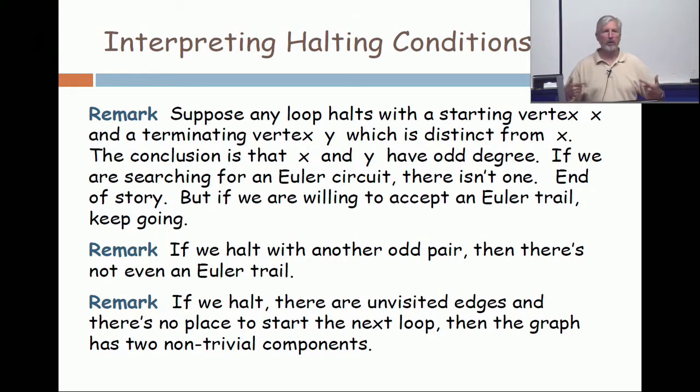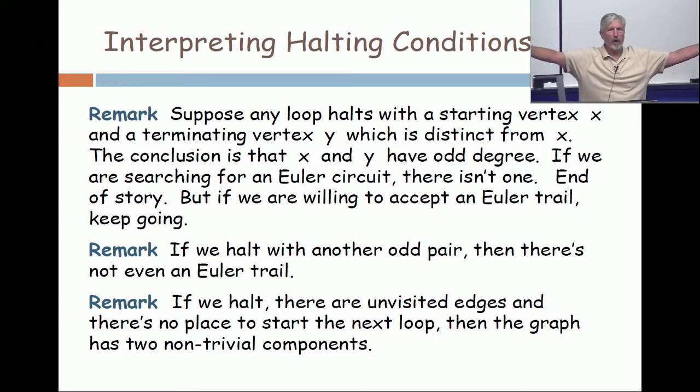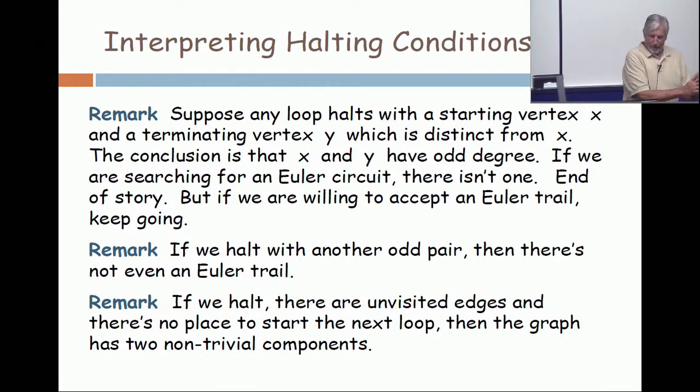But if the algorithm continues and exhausts all the edges but produces one with distinct starting and ending points, then you've got an Euler trail. Okay. Now, it might happen that you build a partial circuit and you scan looking for a vertex that's adjacent with an edge that you haven't walked on, and there isn't one. What is that telling you?